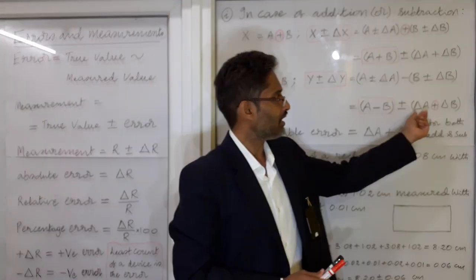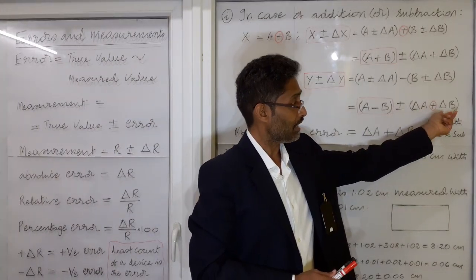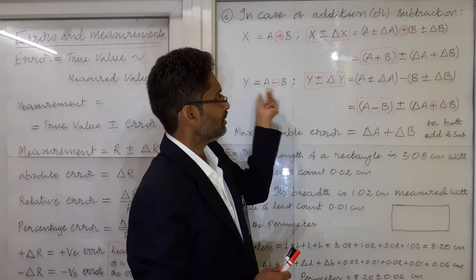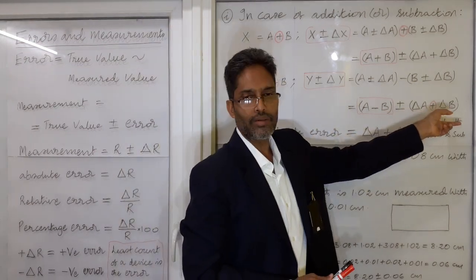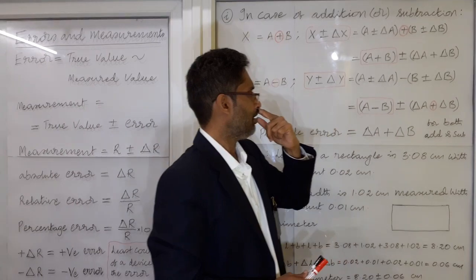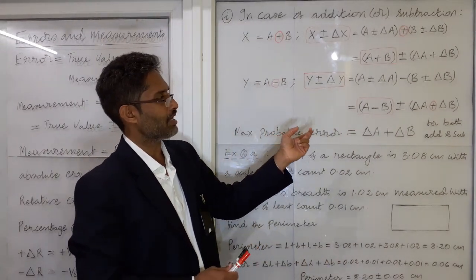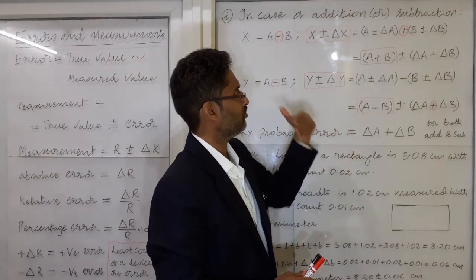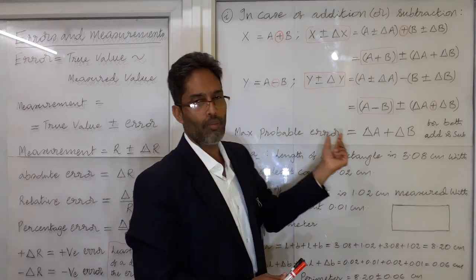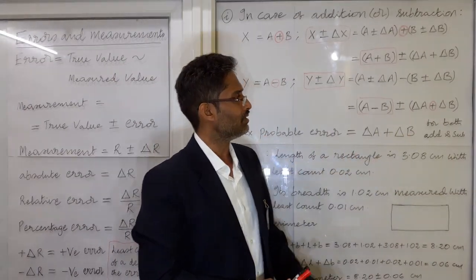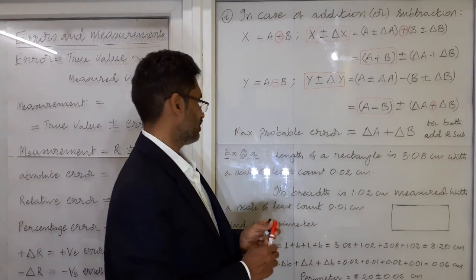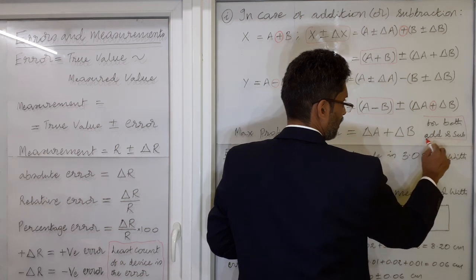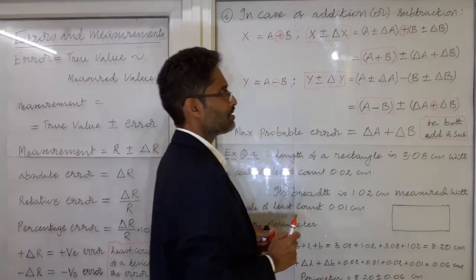So if delta a is positive and delta b is negative, as per that relation, delta a minus of minus delta b becomes plus delta a plus delta b. That's why the maximum probable error can always be considered as delta a plus delta b, whether it is addition or subtraction. In whatever case it is, the maximum probable error must be delta a plus delta b for both addition and subtraction. This is the point we need to identify.